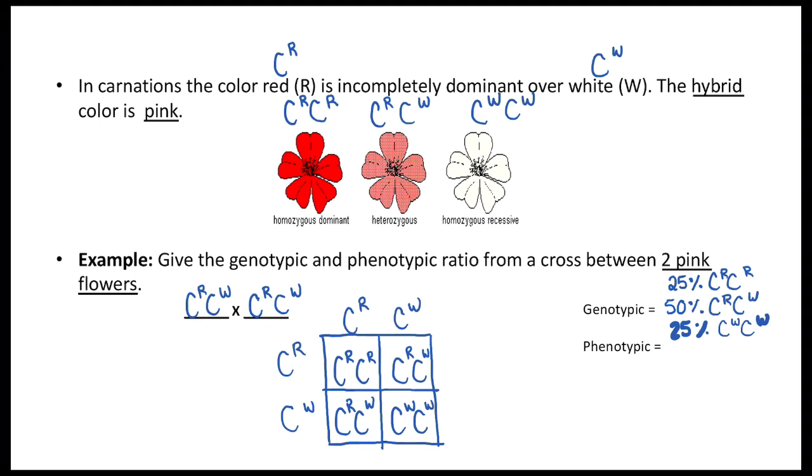Okay, so then phenotypically this means that we have 25% red, that's our dominant, 50% pink, and 25% white.